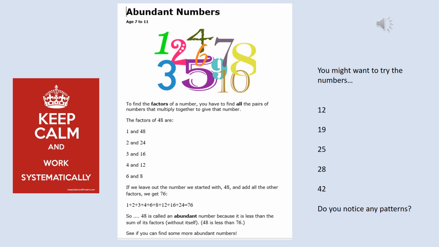So I want you to have a go at finding some more abundant numbers. Think about working systematically. Start with smaller numbers and work your way up. Do you notice any patterns? You might just want to go off and do this by yourself. If you're struggling to think of numbers, I've just selected 5 numbers, 12, 19, 25, 28, 42, and have a go with those numbers and see if any of them are abundant and if you notice any patterns.